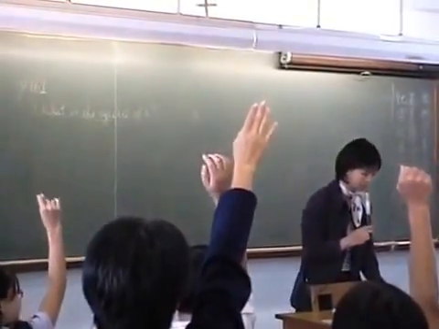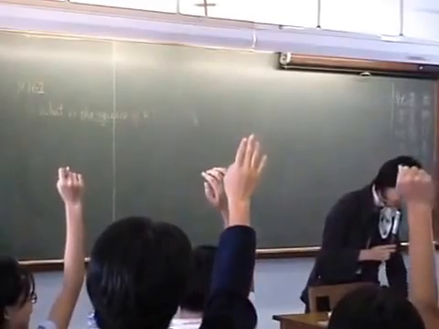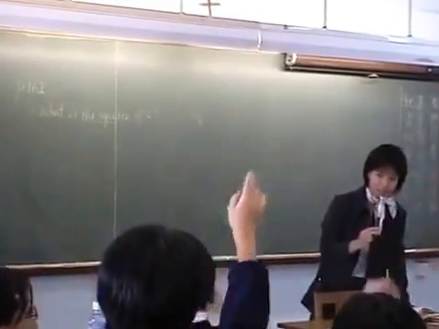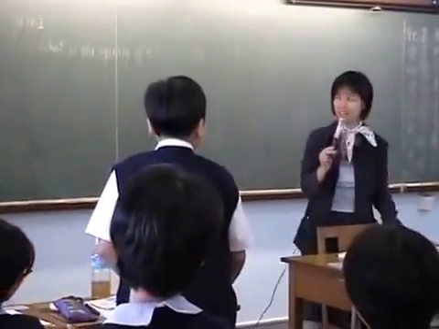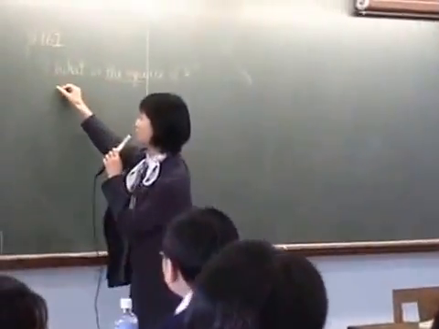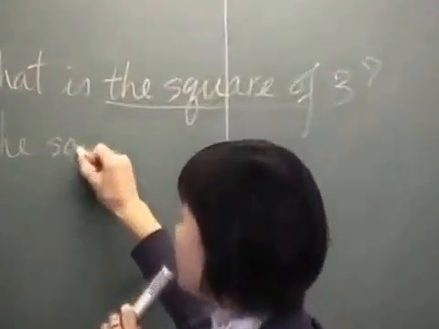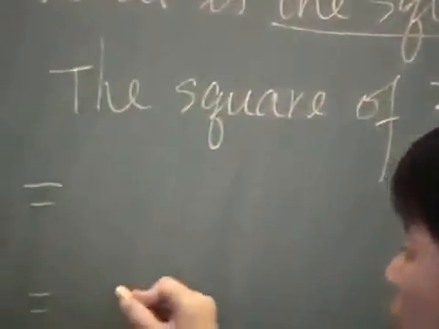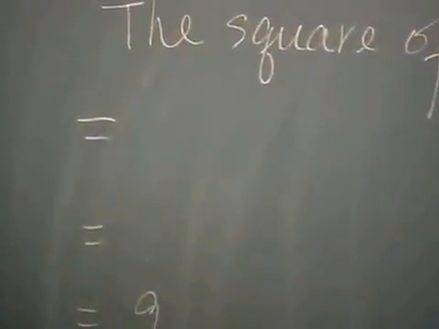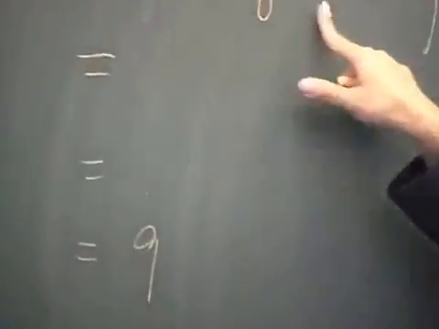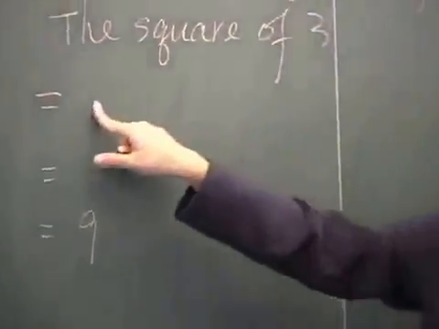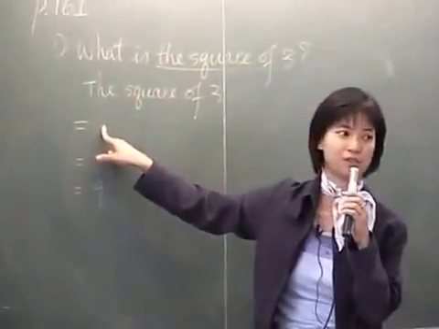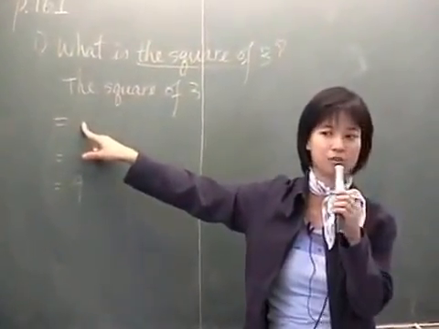So what is the answer? 6? Yes? 9, yes. So we can answer the question like that. The square of 3 is equal to 9. So we can show the step. What is the square of 9? You can use mathematic notation. How to write the square of 3?